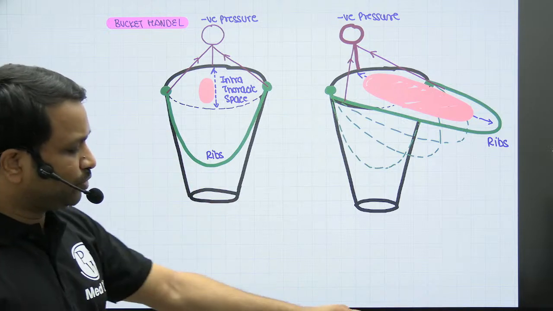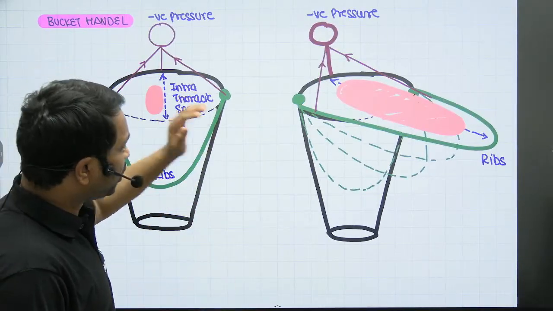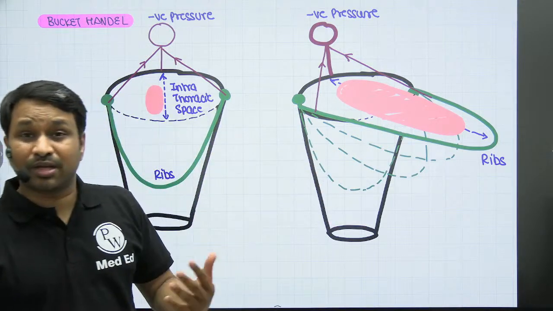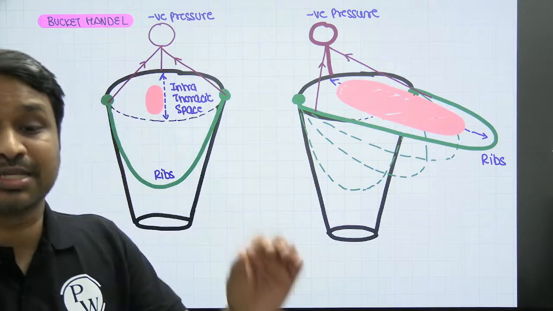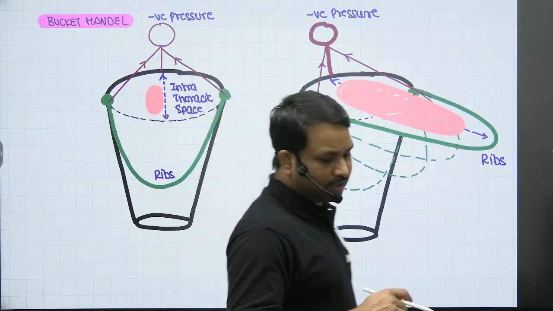And this is your beautiful bucket handle analogy, which is trying to tell you that even though there's a negative pressure, it is not the ribs that are going to move closer. They move away from the lungs, providing the lungs their space to expand. And this is your bucket handle analogy.